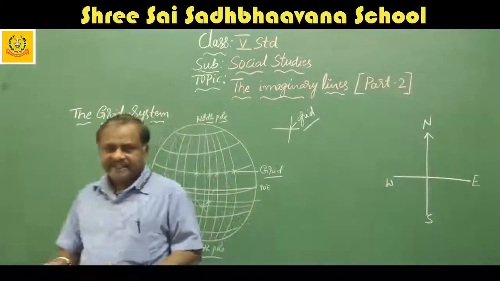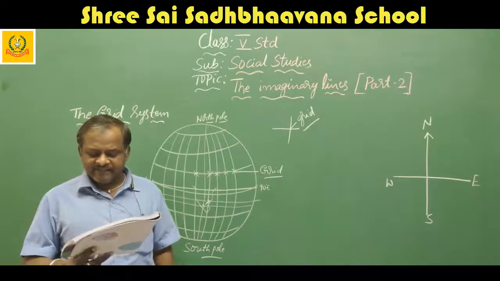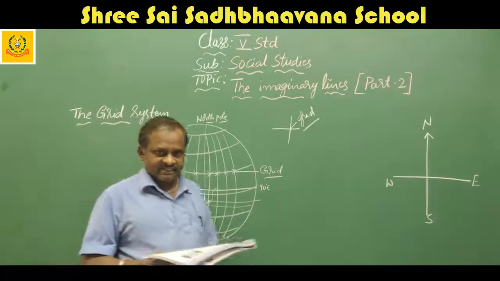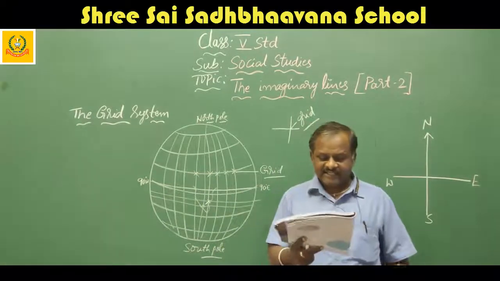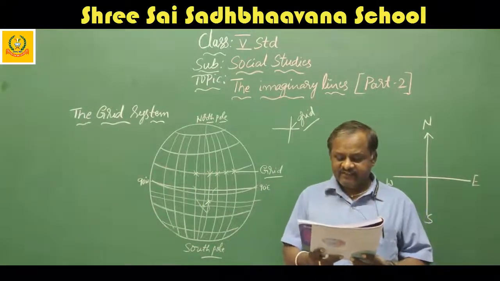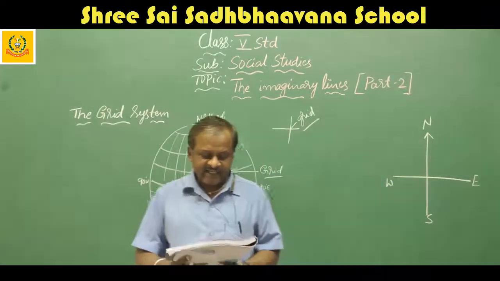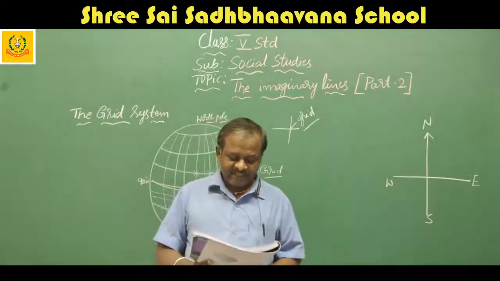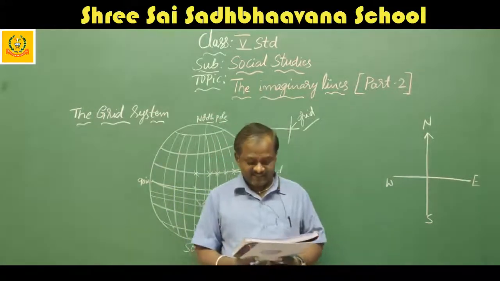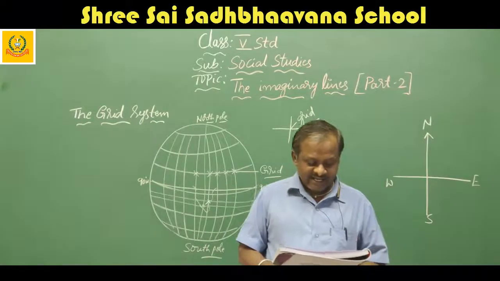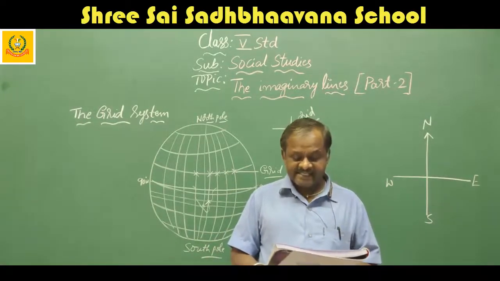Next, we will move to Greenwich Mean Time. The countries to the east of the prime meridian will face the sun first. Gradually, as the earth moves, the countries in the western hemisphere will face the sun. Look at the textbook. Once again, I will read Greenwich Mean Time. The countries to the east of the prime meridian will face the sun first. Gradually, as the earth moves, the countries in the western hemisphere will face the sun.